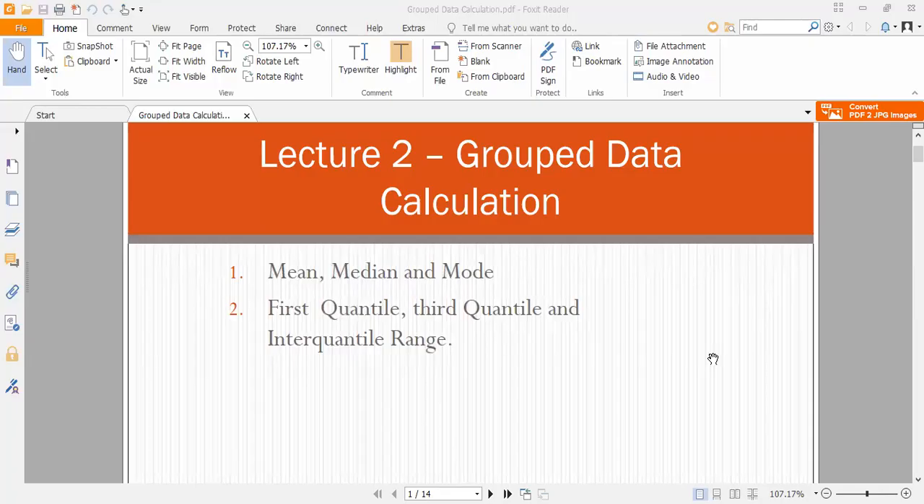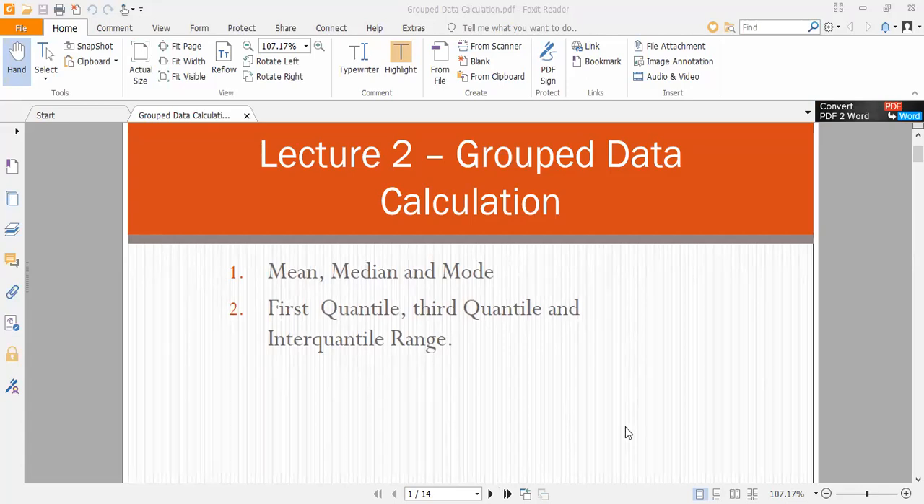Welcome to our lecture 2 on grouped data calculation. In the previous section we looked at ungrouped data, where we looked at how to calculate the mean, mode, the median, and the quartiles. Just a quick recap on what we discussed.